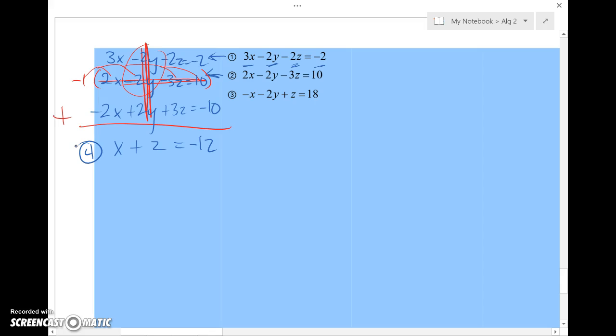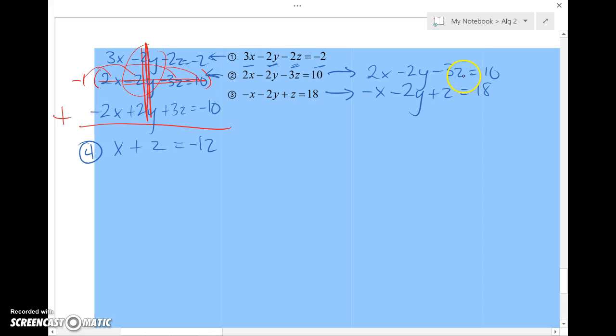Okay, let's go over to the right side. We're going to move over equation 2 and 3. And now we're going to rewrite them like always. Minus 3z equals 10. This computer's getting a little hot. It's burning my leg. Sorry, I had to move it a little bit. Okay, so negative x minus 2y plus z equals 18.